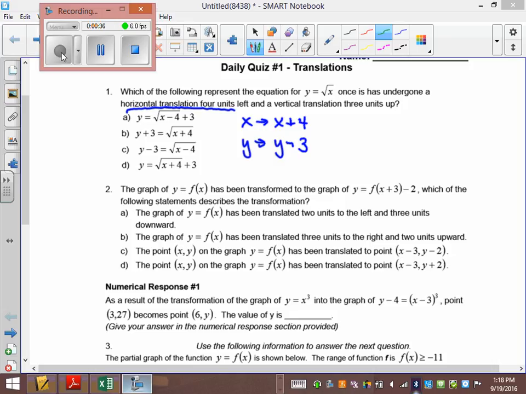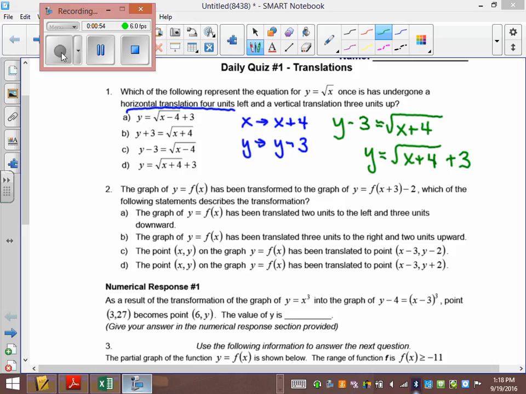Okay, so we get y minus 3 equals square root, and that x is going to be replaced with x plus 4, so it's underneath. And then I'm going to add the 3 over, so y equals square root of x plus 4, plus 3. These should be easy questions, because they just have horizontal and vertical translation.